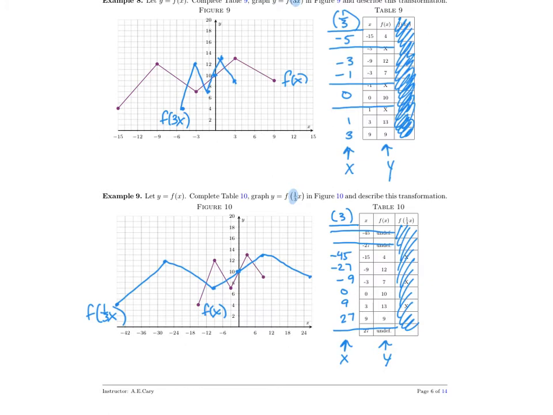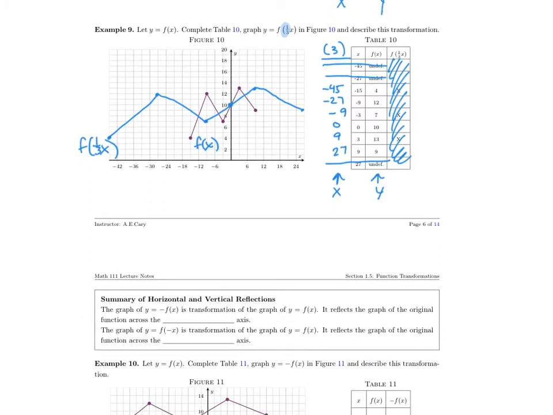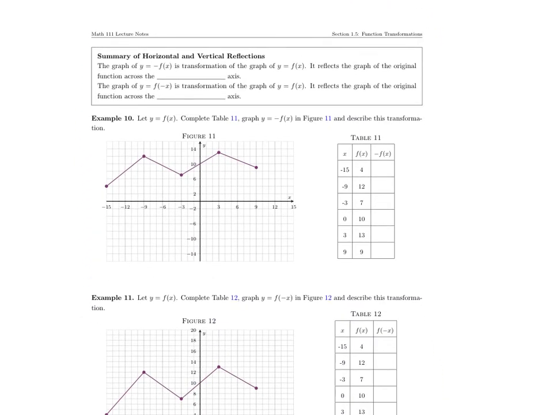The last thing we need to do is go through our reflections, because as you notice, as we've been talking about our stretches and shrinks or compressions, the compressions are when that value is between 0 and 1. But what if it's less than 0? Well, that's on the next page. So if you see a negative out in front, that's going to be going across the x-axis. Now this is a little tricky because it's going to go across the x-axis, but it affects your y values. And for the next one, if we have f of negative x, that's going to affect your x values.